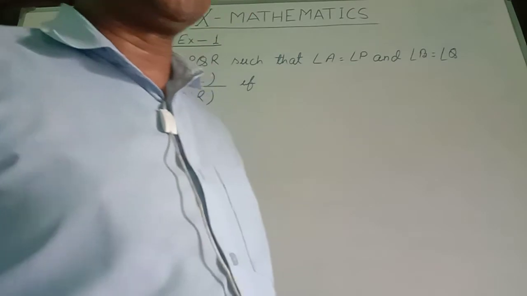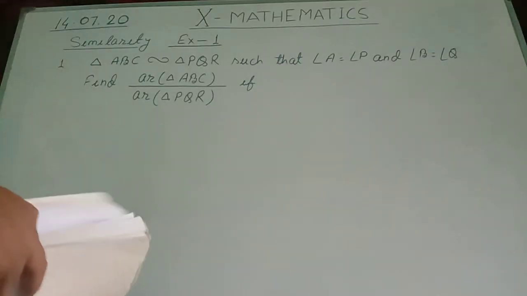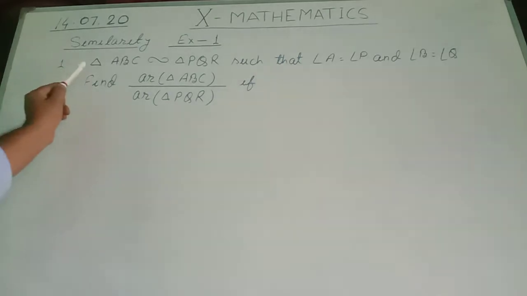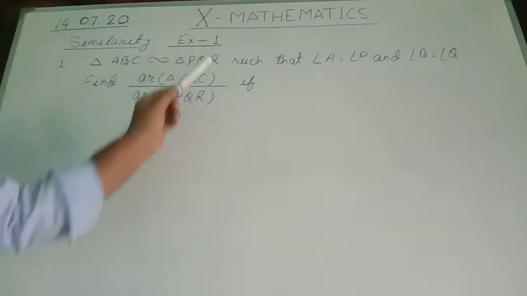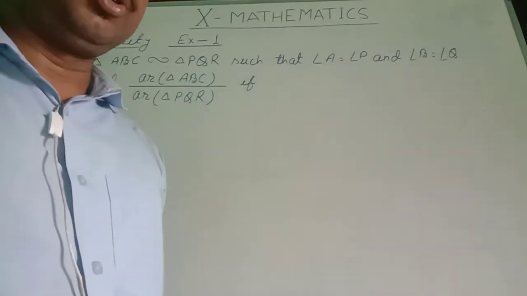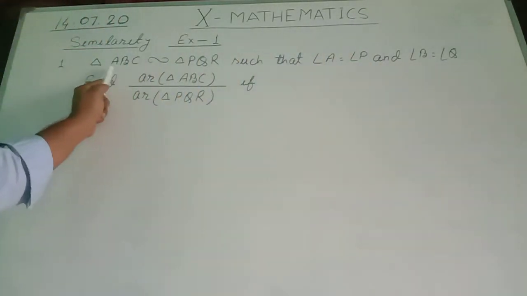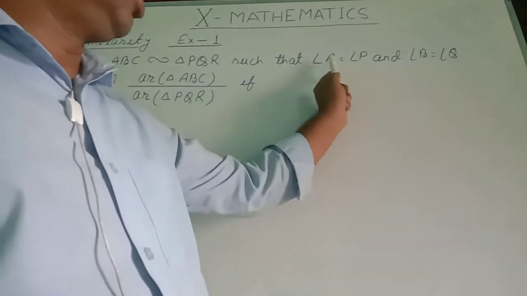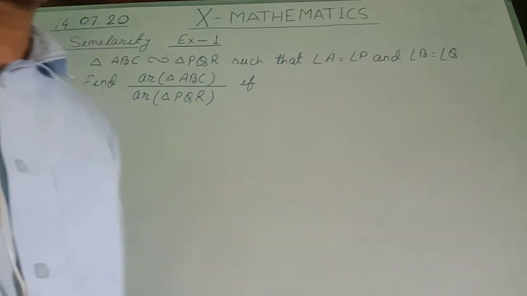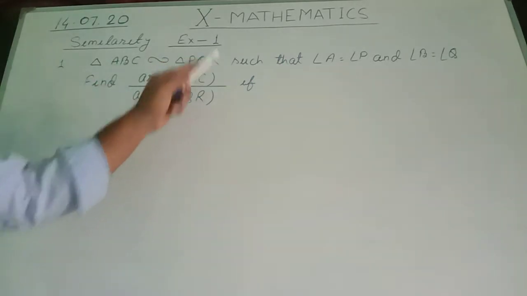In the period of mathematics, we will start solving exercise 1 of similarity. In question number 1, this question states that triangle ABC is similar to triangle PQR such that angle A equals angle P and angle B equals angle Q. This information is given because it is written that triangle ABC is similar to triangle PQR. So from this property, two pairs of corresponding angles are equal. So from the criterion of similarity, these two triangles are similar.